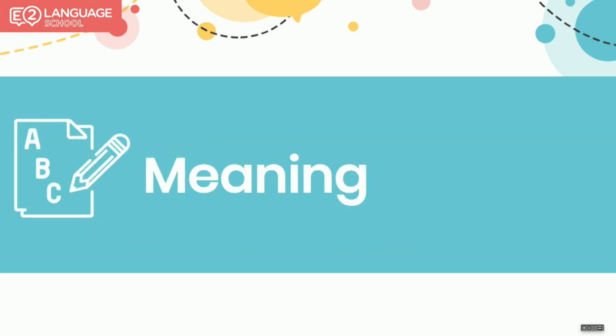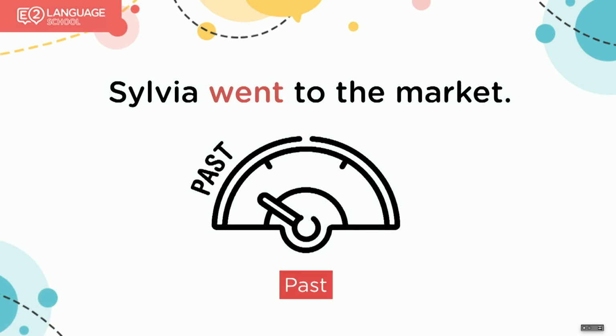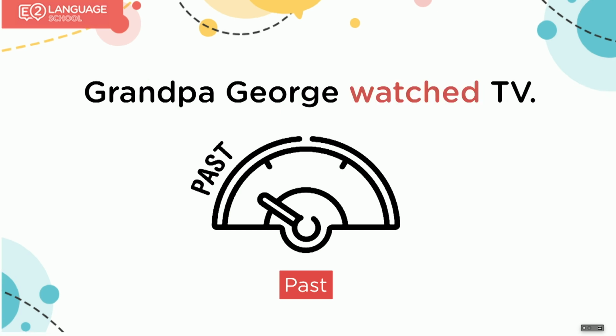Let's firstly look at the meaning of these did verbs. What do they mean? So if I say Sylvia went to the market, this is referring to the past, okay? And it's referring to something that has happened. It's over and it's finished. Sylvia went to the market. Or maybe I could say Grandpa George watched TV. And because I have used a did verb, I know that this happened in the past and it's finished. It's over.